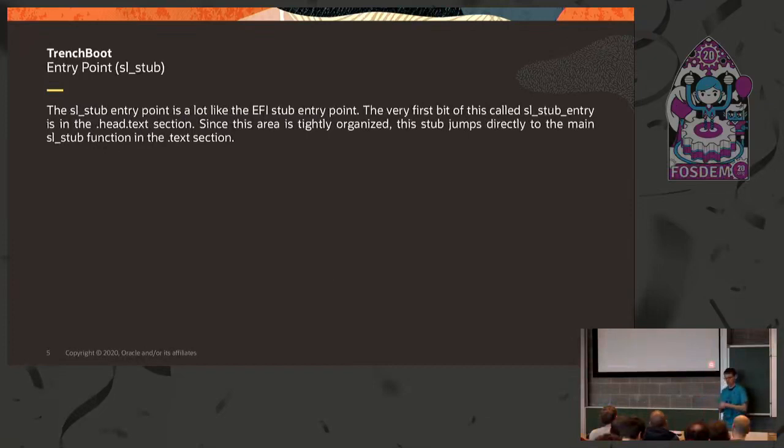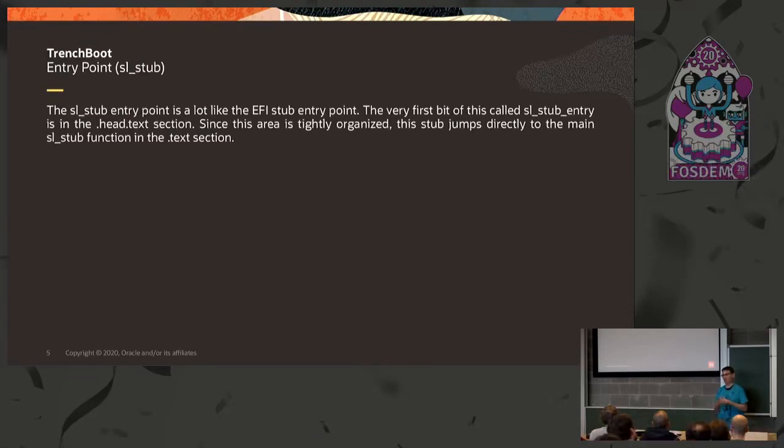So let's move on to the Intel implementation. At the beginning of the kernel, we have something called SL stub. We can compare this piece of code to something called EFI stub. This thing is split, and it has something called SL stub entry. It lives in the head text section.